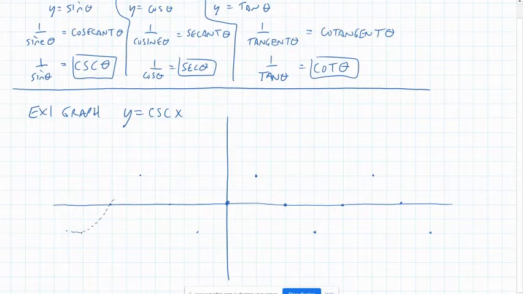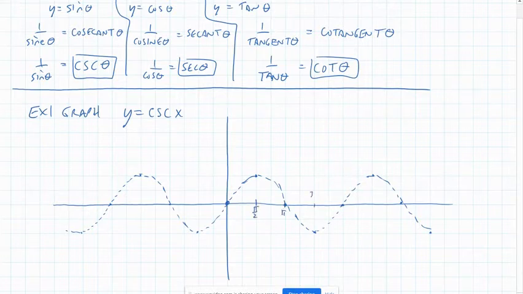Okay, so this is what I'm graphing as y equals sine of x, which we've seen many times before. This is pi over 2, pi, 3 pi over 2, 2 pi, and so on. Negative pi over 2, negative pi, negative 3 pi over 2, and negative 2 pi.